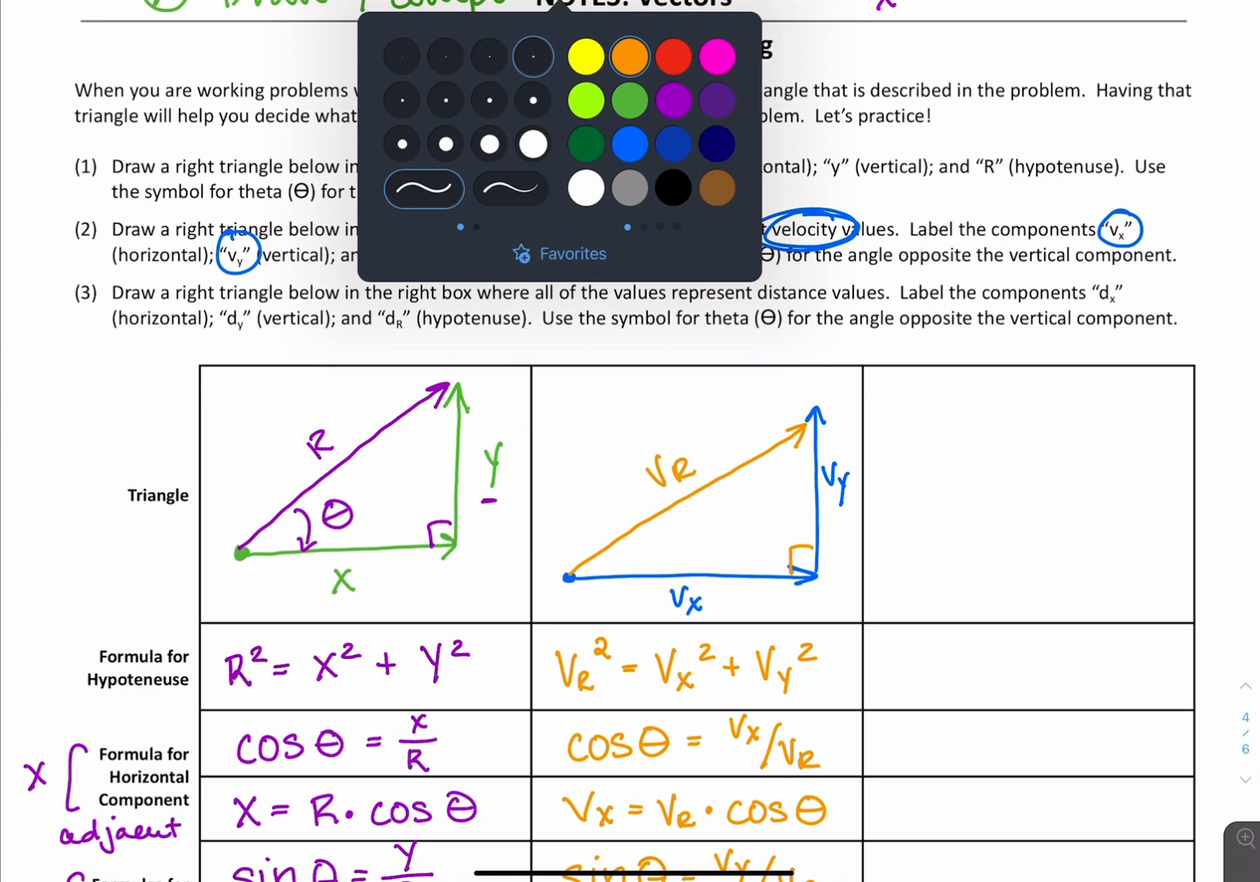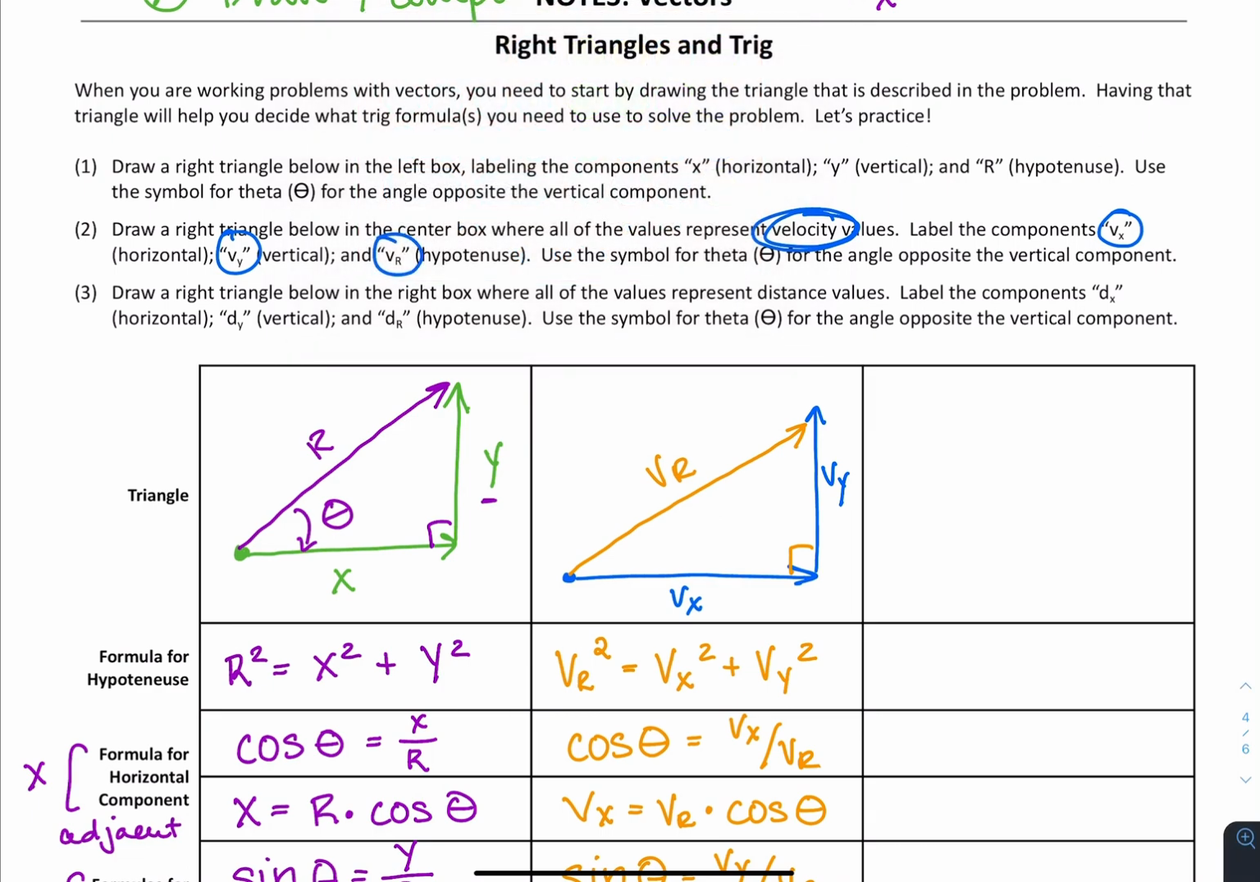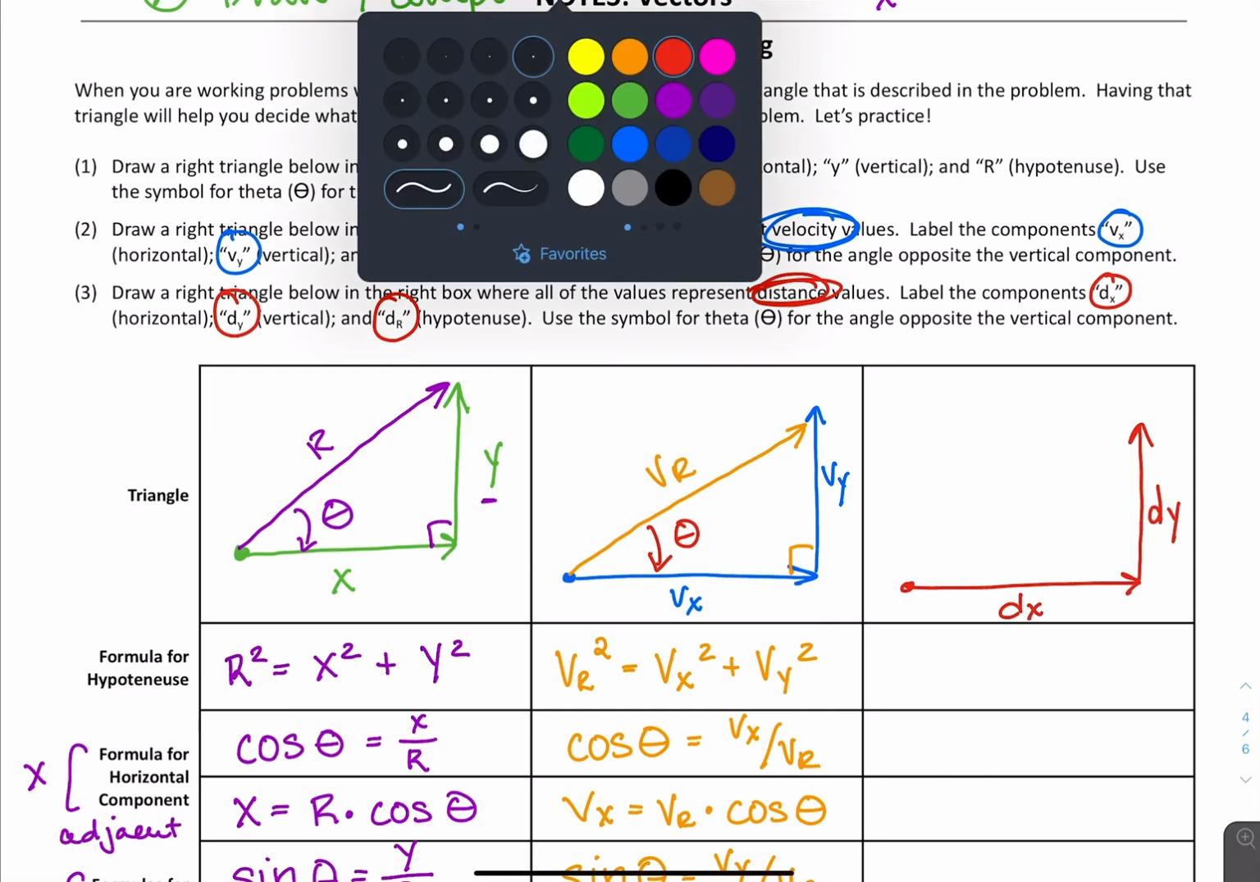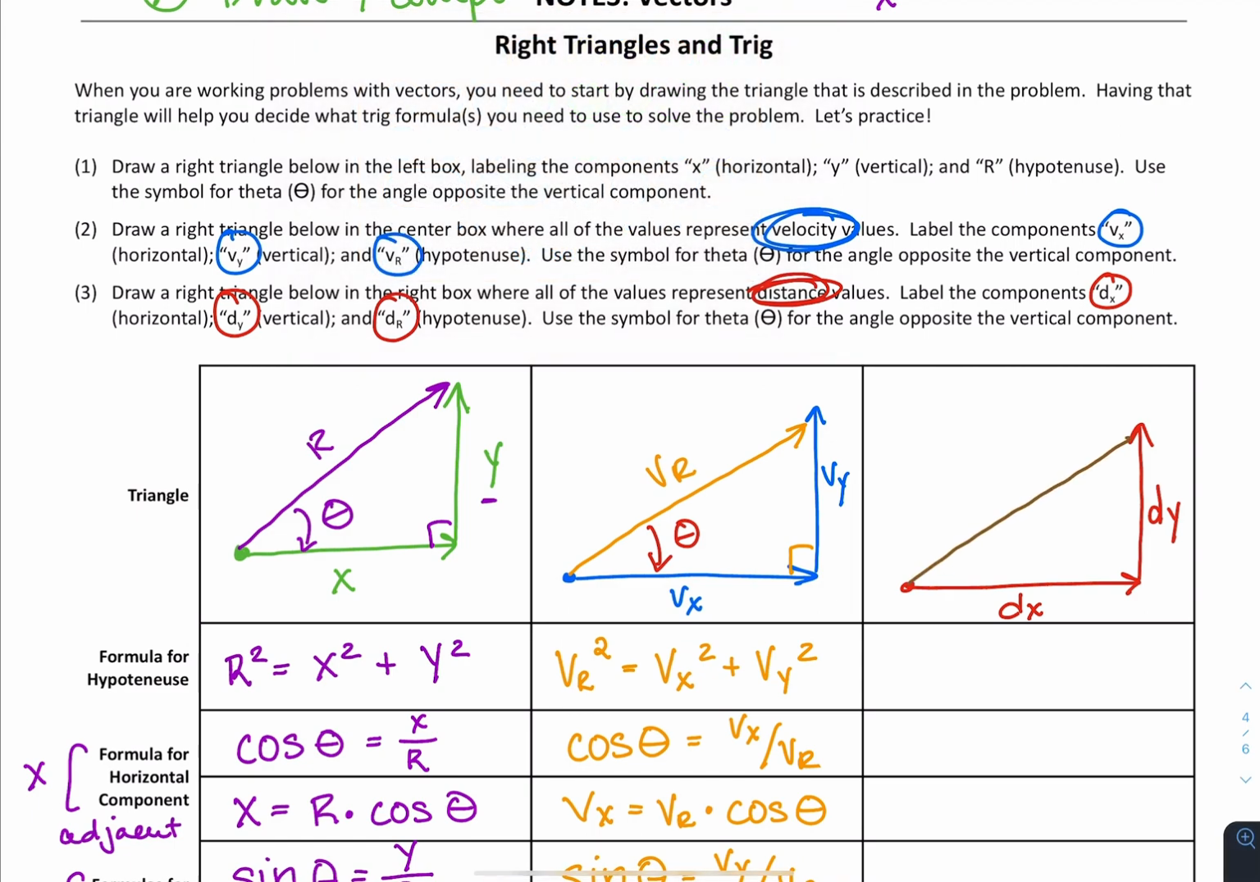All right, for our last triangle, let's go with red. We're going to draw a right triangle in the right box where all the values represent distance values. So we're going to be using dx, dy, and dr for that hypotenuse. Oh, I forgot to put theta in here. I should always put theta in. So here's our horizontal piece. Here's our vertical piece. So we've got dx and dy, and they come together to make a resultant that we're going to call dr. And then there's our right angle, and here is theta.